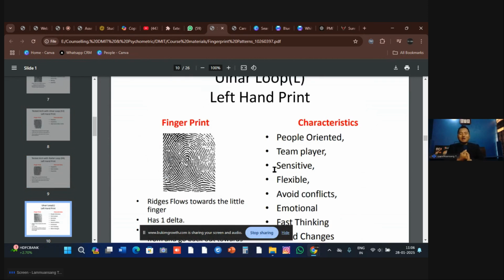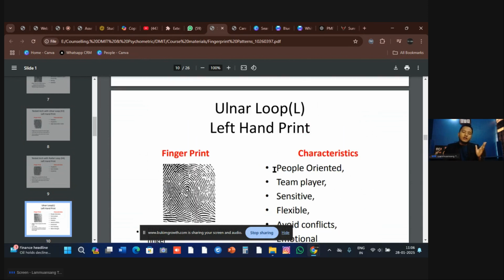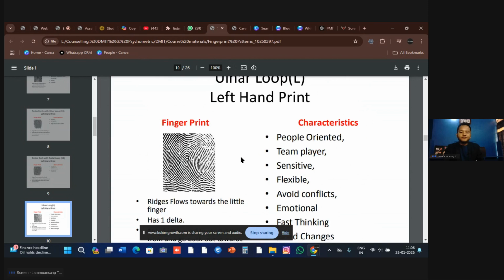Okay, now let's go to L. L is what? Loops. Steady personality. All these people who have this in their thumb will be steady personality. L, L1, R, R1. Okay, R is very rare. L is common. Now, remember this is the left hand.